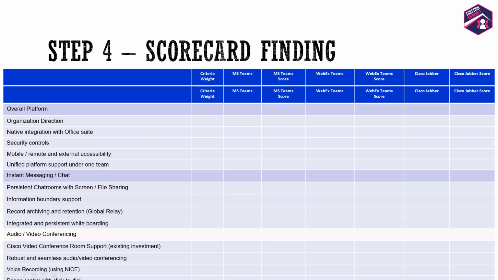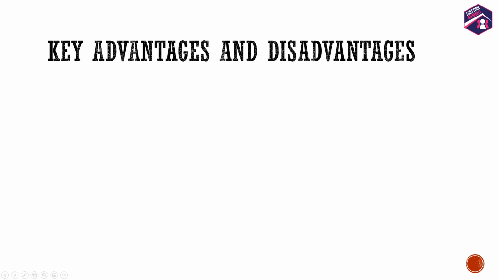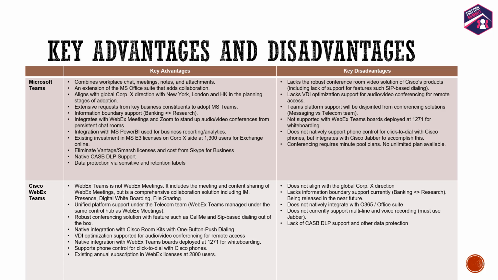So this is how it's really done with the overall platform, the instant messaging, everything, the weight criteria. So you've got a full good picture on this. Okay, and then obviously weighing up the disadvantages and the advantages. So with Teams, you've got the combined chat. That's obviously the advantage, but it's also saying lack of robust conference room solutions of the Cisco products, such as SIP-based dialing.